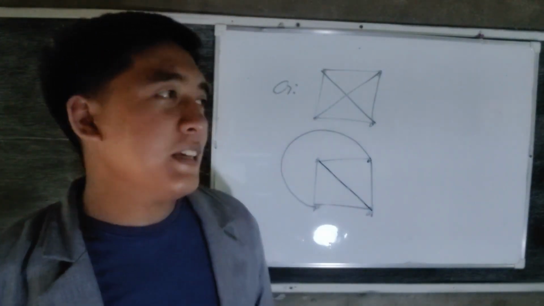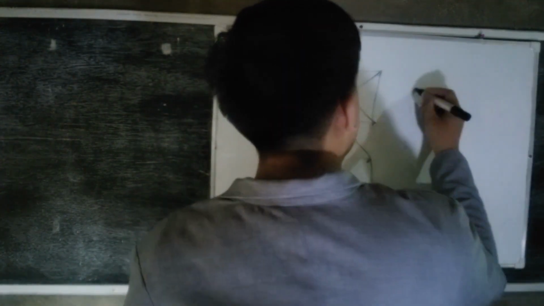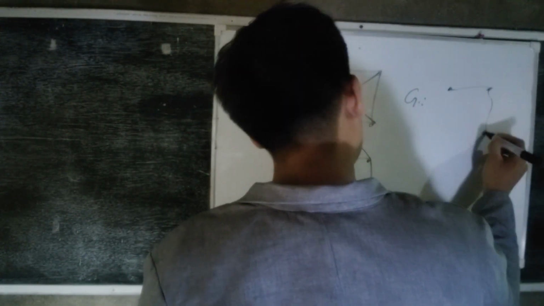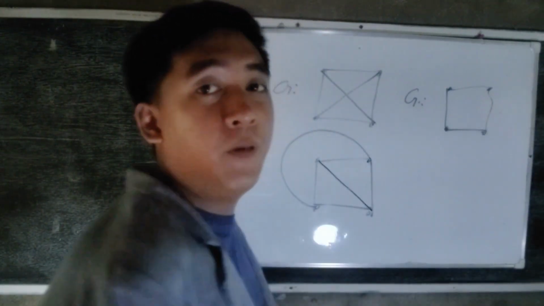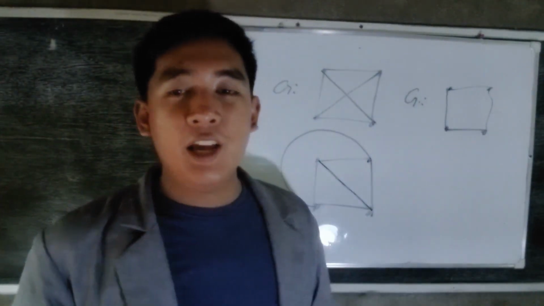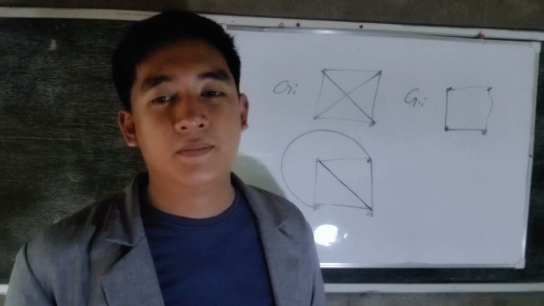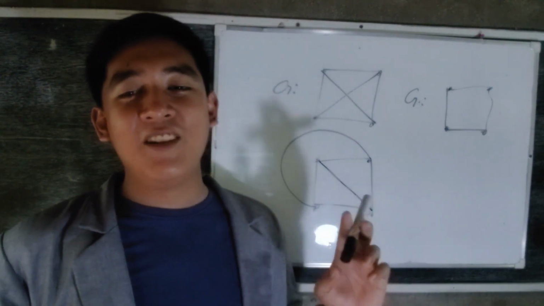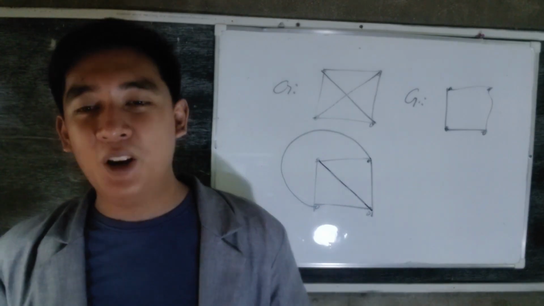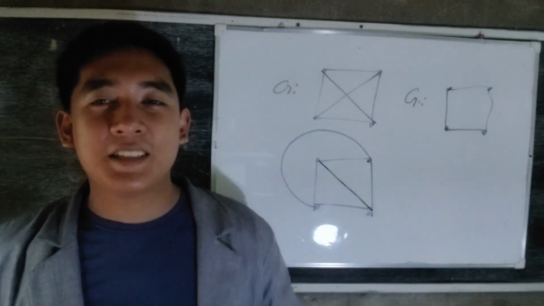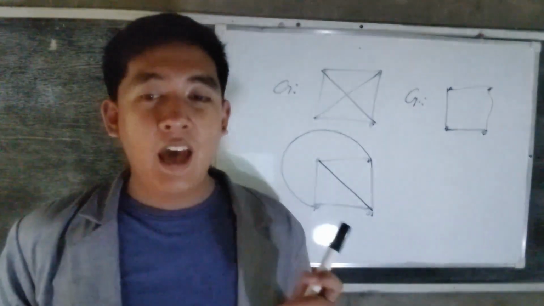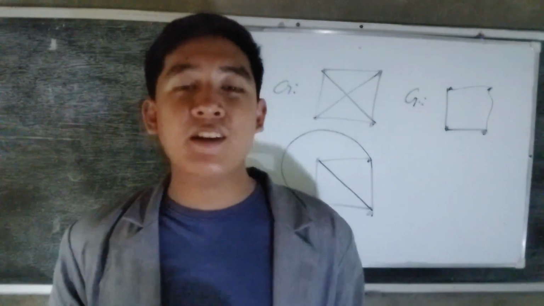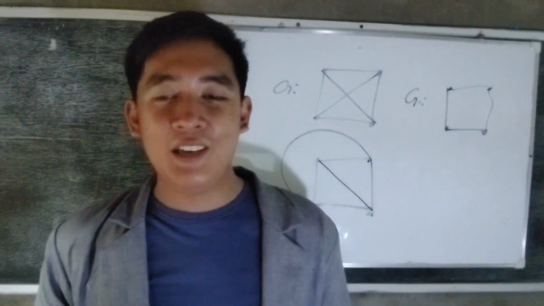Now, let us again consider C4, another graph. We have cycle 4. This is a cycle 4. Is cycle 4 a planar graph? Yes, and it is already a plane graph because it is already a graph G that is drawn without edges crossing. Hence, every plane graph is planar. And every planar graph can be drawn into a plane graph.